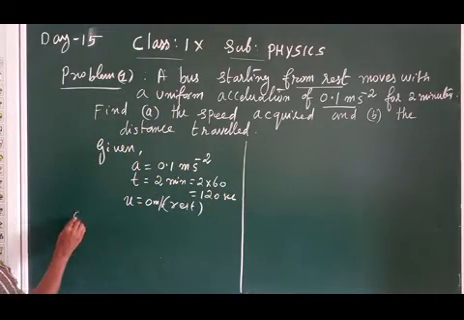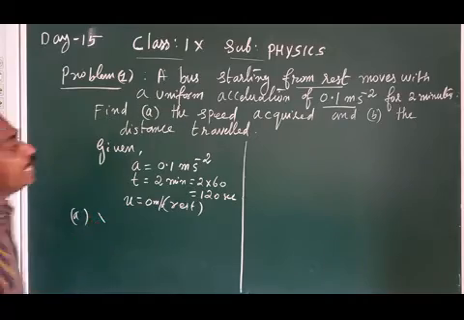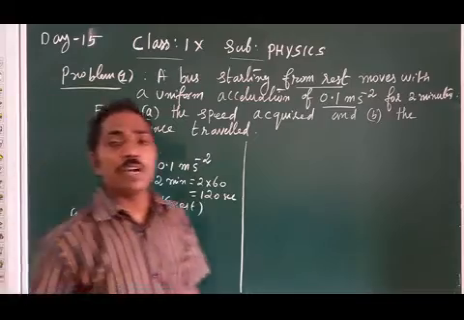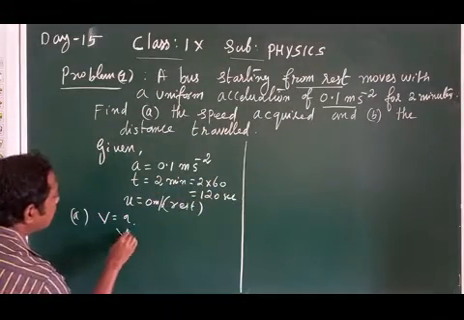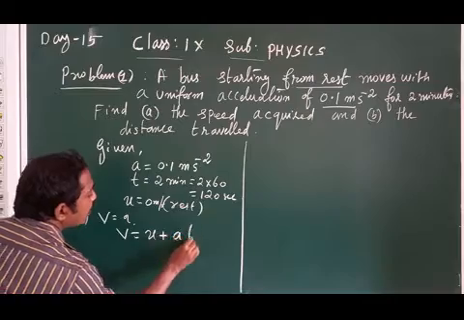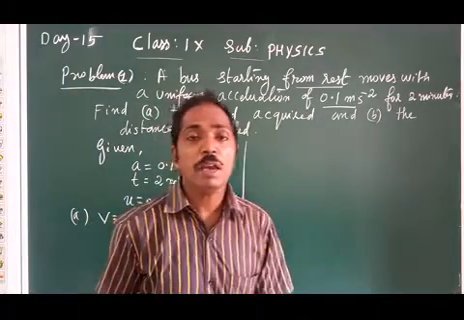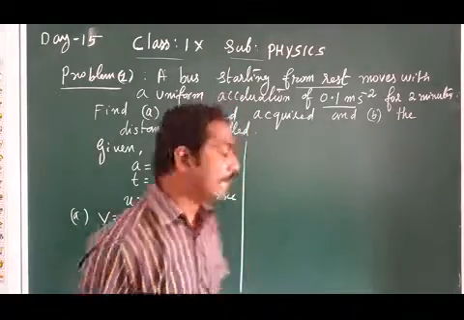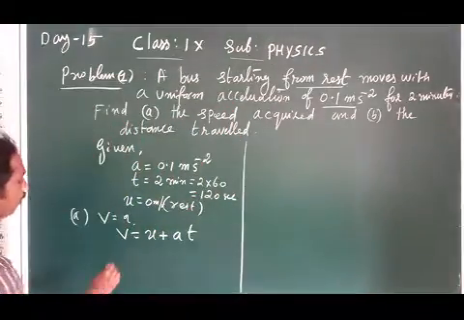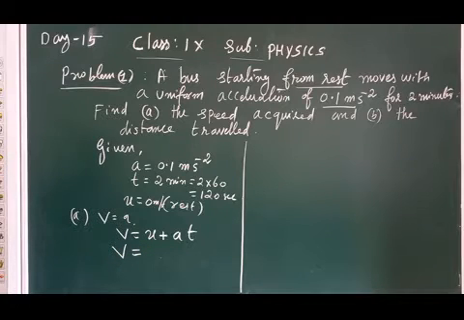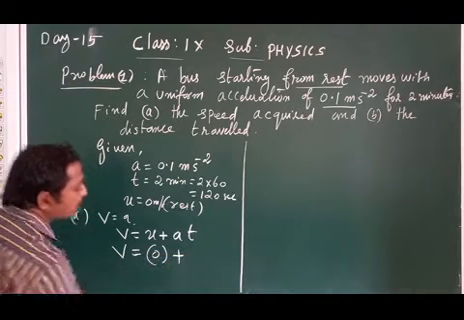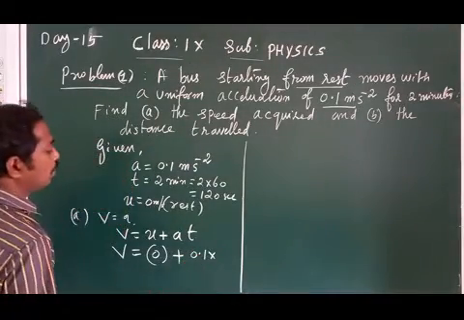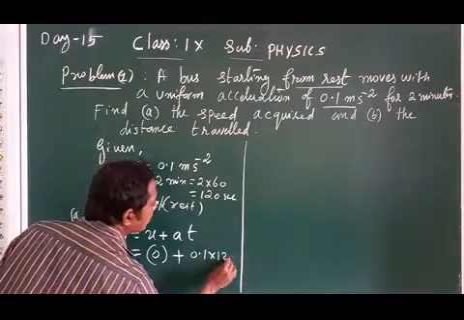So first one, speed acquired means final velocity, question mark. We use the first equation of motion, that is v equal to u plus at. We substitute: v equal to, what is u? 0. 0 plus, what is a? 0.1 into t, which is 120 seconds.